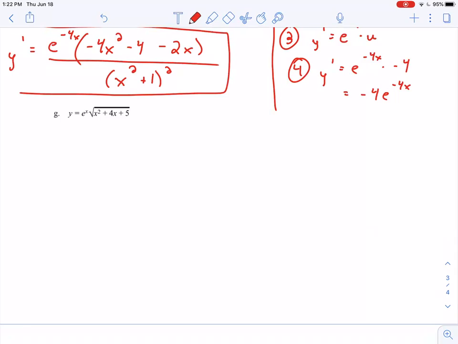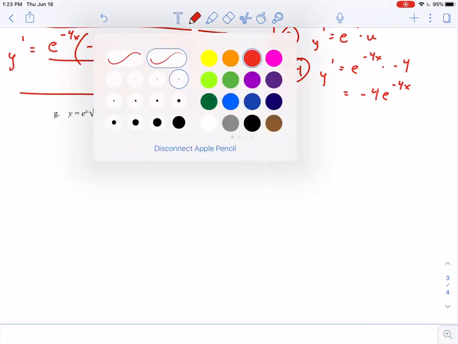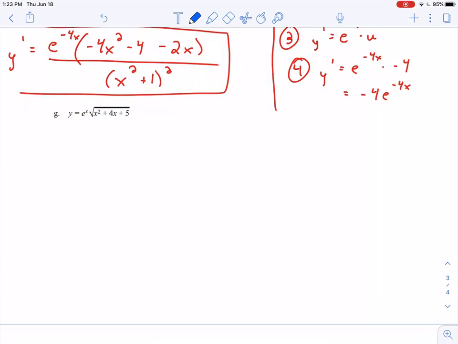Next, I've got y equals e to the x times the square root of x squared plus 4x plus 5. All right, so this one, let's see. I got to figure out what derivative rules I've got. And I would almost encourage you to read these out loud to yourself and say exactly what you're doing. So this is e to the x, square root of x squared plus 4x plus 5. But what am I doing between these two things when they're right next to each other like that? This really says e to the x times square root of x squared plus 4x plus 5.